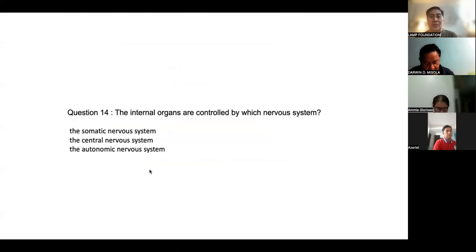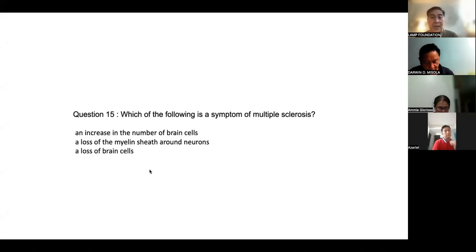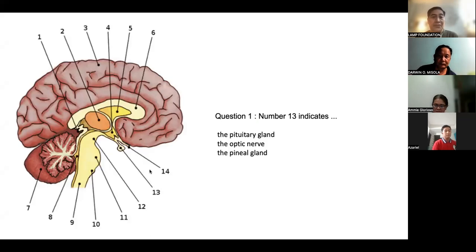The internal organs are controlled by which nervous system? Autonomic nervous system. Which of the following is a symptom of multiple sclerosis? A loss of the myelin sheath around neurons. Number 13 indicates? Number 13 indicates pituitary gland.